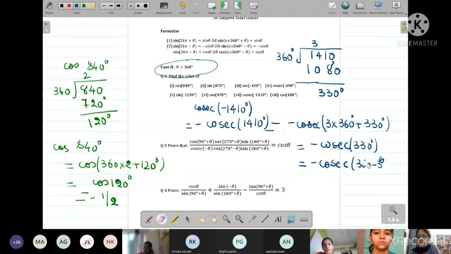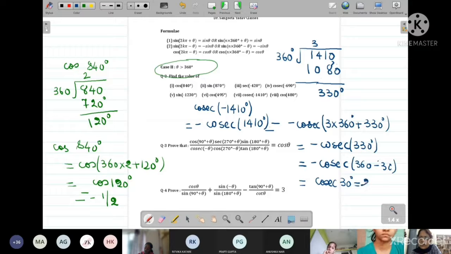Anybody having any doubt, please let me know. So this part is clear to everybody? Yes, ma'am. 360 minus 30, already the minus sign is there. This is the fourth quadrant. In the fourth quadrant, sine is negative, so cosec is also negative. Negative, negative becomes positive. Cosec 30, and therefore the answer is equal to 2. Now the next set of questions, third and fourth, are based on the same concept.